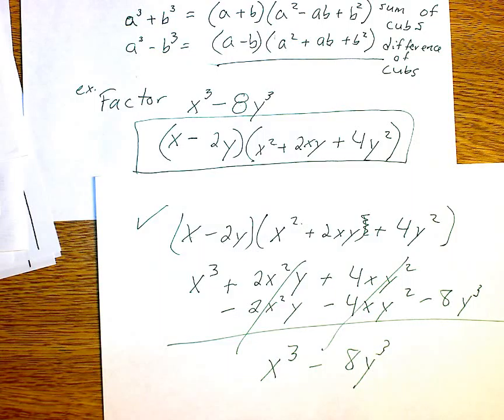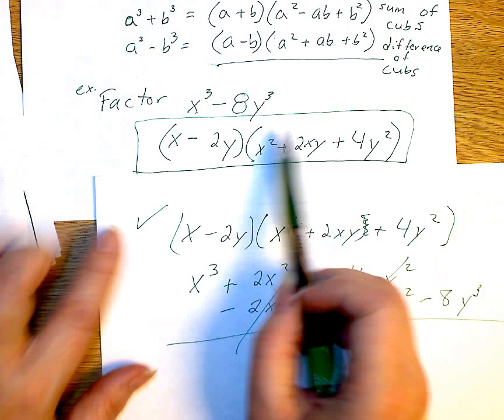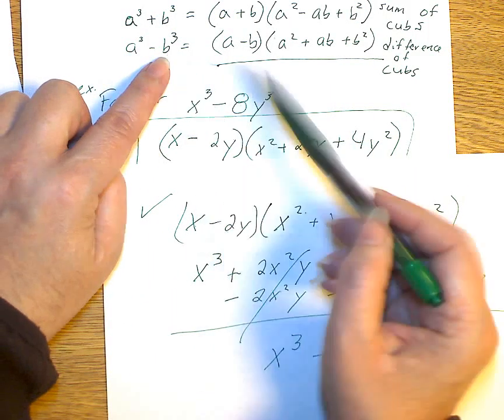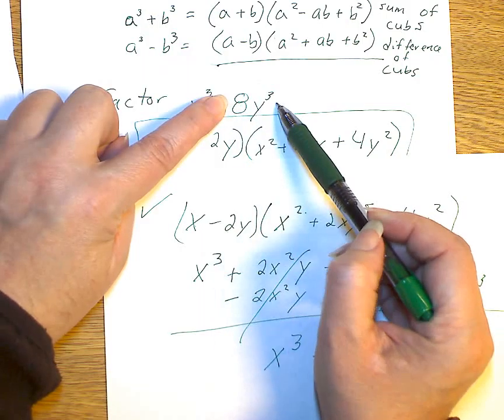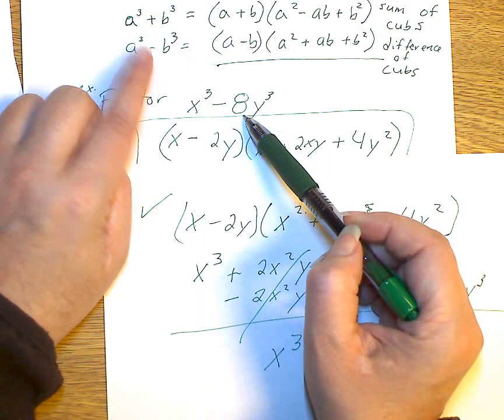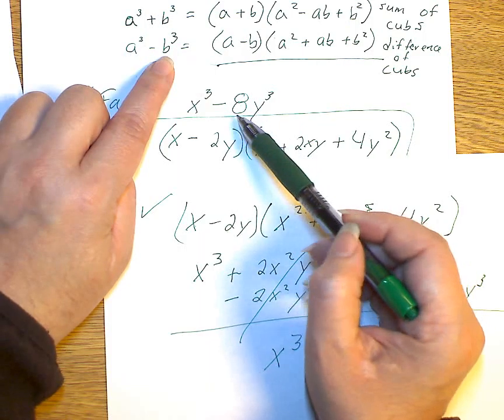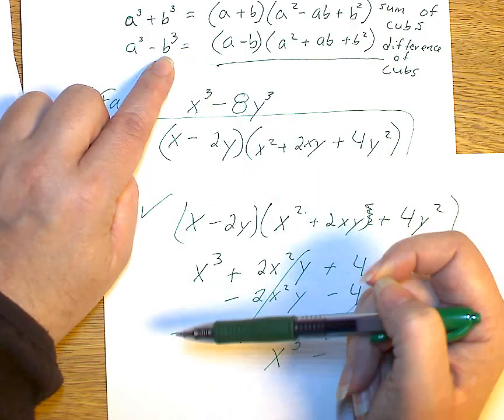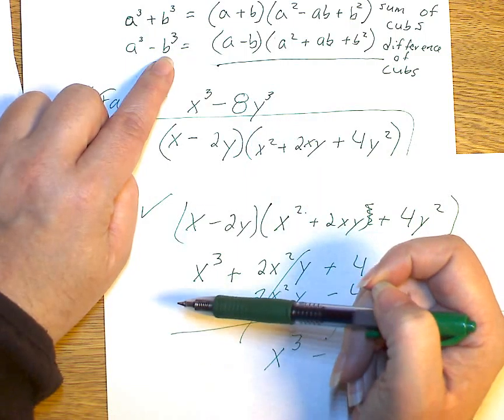Is B 8 or 8y? Oh yeah. B is the cube root of this whole second term. So because it's 8y cubed, B is 2y. Okay. All right?